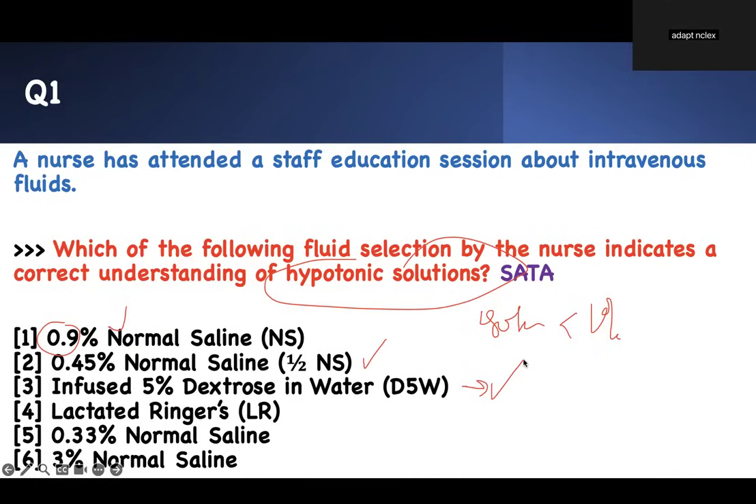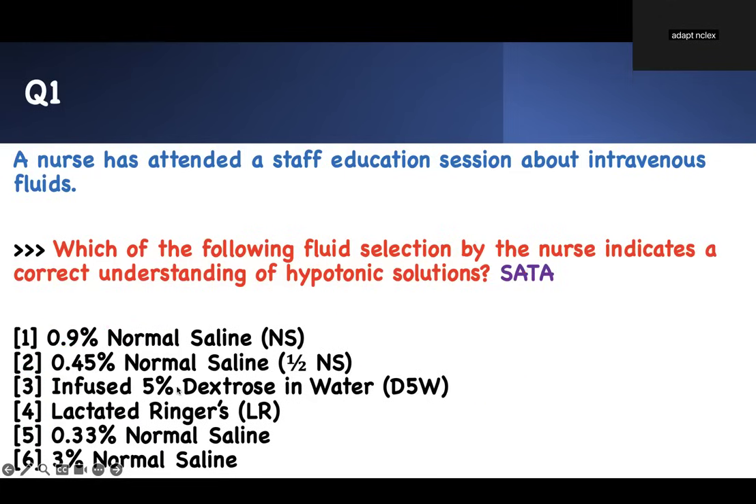0.33% normal saline is less than 1%, so this is a hypotonic solution. 3% normal saline is a hypertonic solution. Therefore, which fluid selection by the nurse indicates the correct understanding of hypotonic solution? Number 2 is hypotonic. Number 3 is hypotonic when it is infused. Lactated Ringer's is isotonic. 0.33% is a hypotonic solution, and 3% normal saline is a hypertonic solution. 2, 3, and 5 are your right answers. I answered this question to show you how all the questions would be.